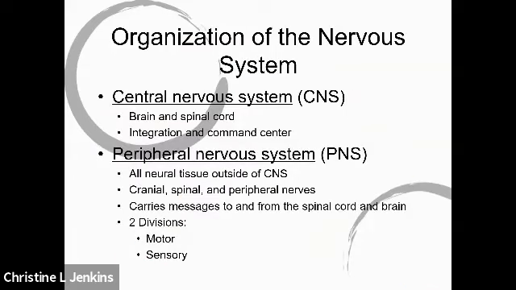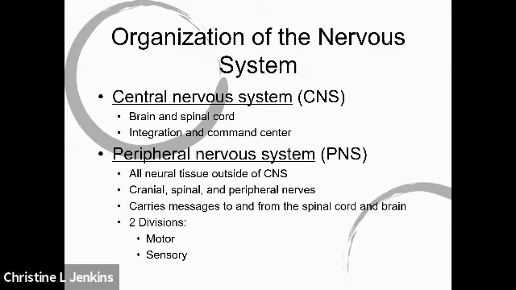When we talk about the organization of the nervous system, we have the central nervous system and the peripheral nervous system. This is probably a review for some of you. The central nervous system is the brain and spinal cord. That's it. Central nervous system, brain and spinal cord. The peripheral nervous system is every other nervous tissue outside of the brain and spinal cord. Particularly for the peripheral nervous system, we think about all the peripheral nerves.